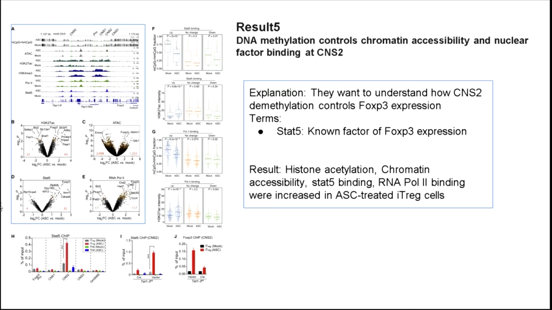In figure D, 39 elements were enhanced or weakened, and particularly STAT5 binding at CNS2 was drastically increased upon ASC treatment. ASC also increased RNA polymerase II occupancy at 117 genes, with Foxp3 on the top.